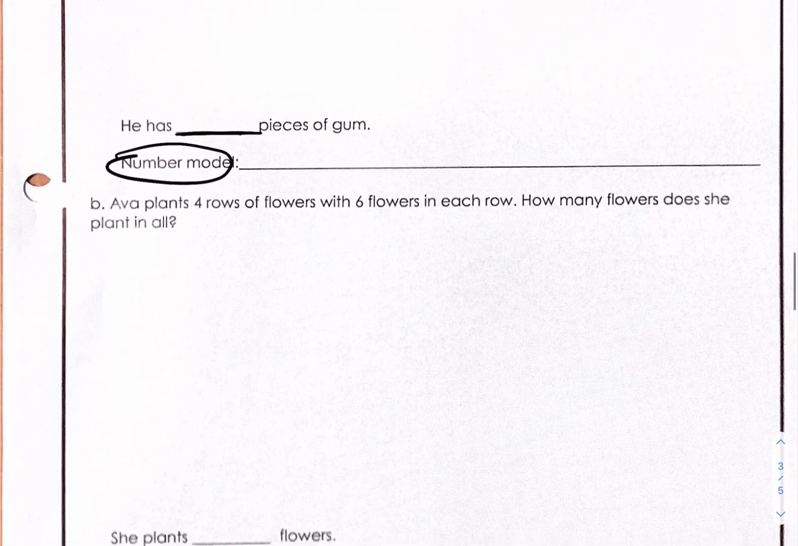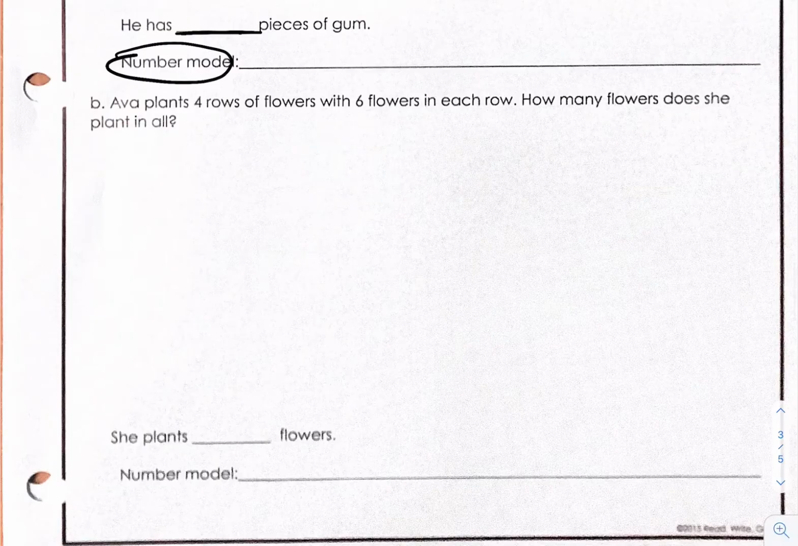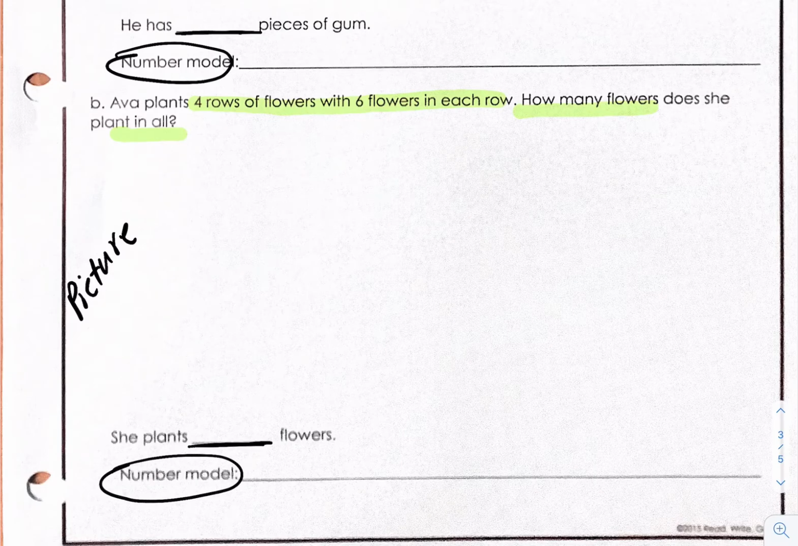Let's look at B. Ava plants 4 rows of flowers, and there are 6 flowers in each row. So how many flowers does she have in all? Again, draw your picture here. Don't forget to write your answer here. And don't forget to write out an equation. So 3 different things you need to have for both of the problems on this page.